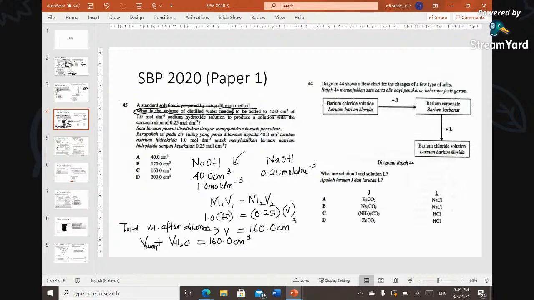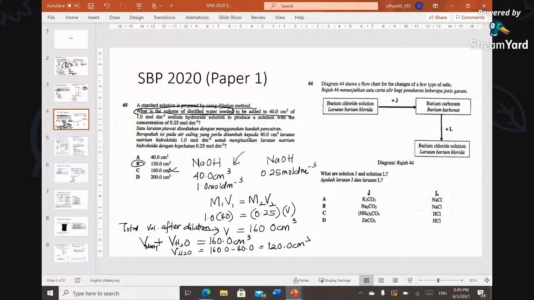Okay, so you have to find out the amount of water minus 40. 160, when you want to find out what is the volume of distilled water added, 160 minus 40 centimeter cube. So the correct answer is 120 centimeter cube. So not this. Okay, make sure you are very clear about this. This is something that students always make mistakes.